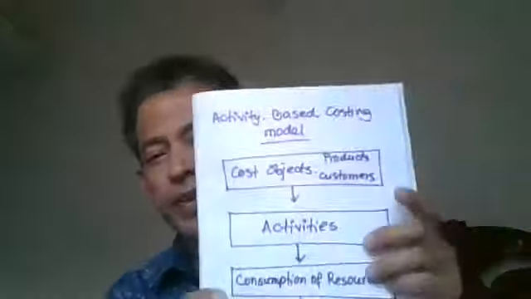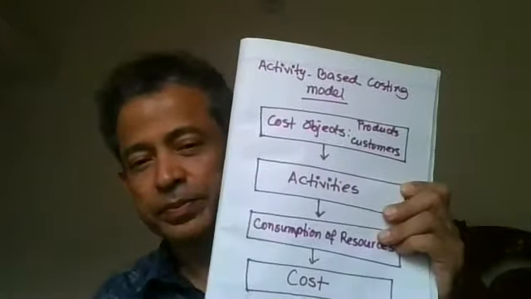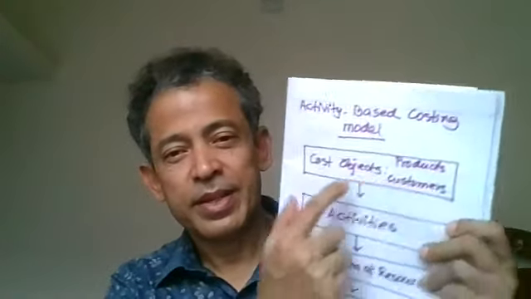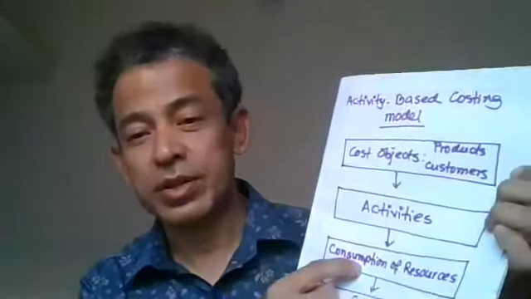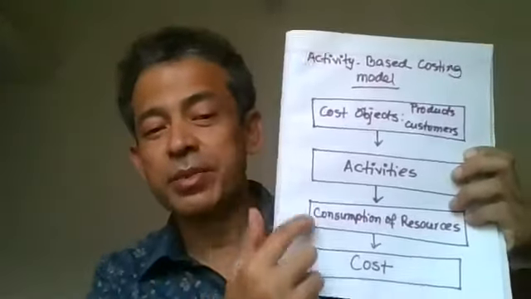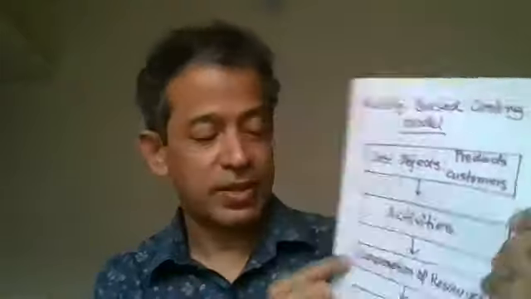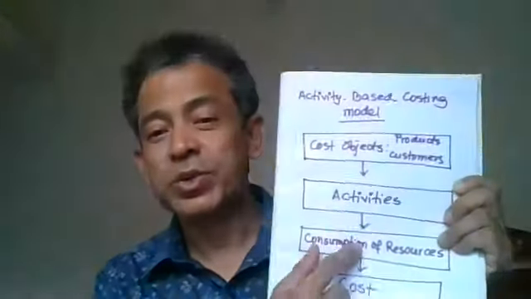All right, so this is an activity-based costing model. See what happens here? We have cost objects, products and services. That's a cost object. Then you have activities, because products and services require activities, and activities require resources. See, the relationship between products and services and resources is not direct. It is via activities. And then, of course, resources are the same as costs. Resource is equal to cost.